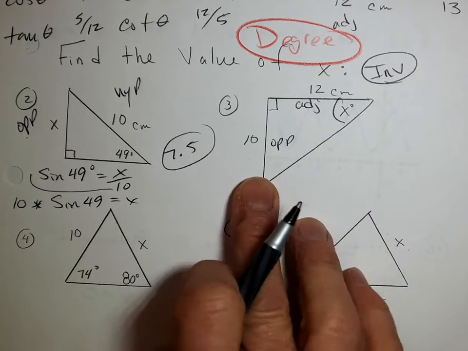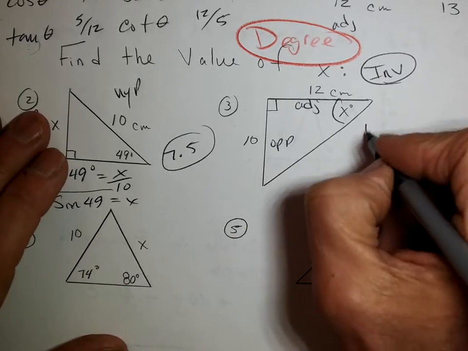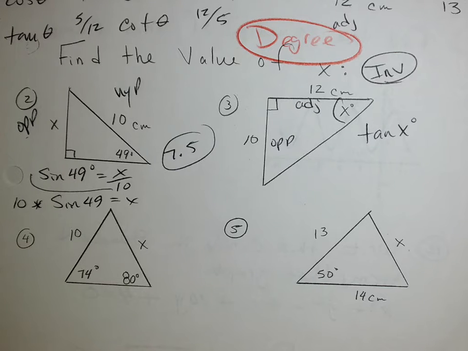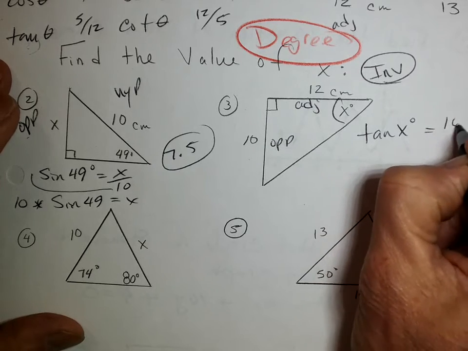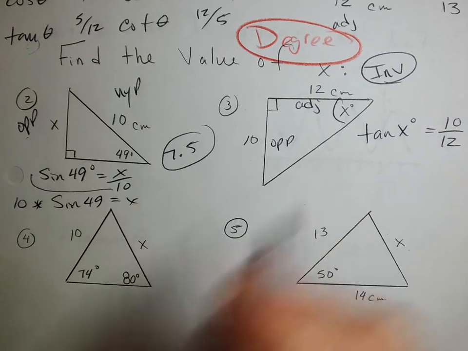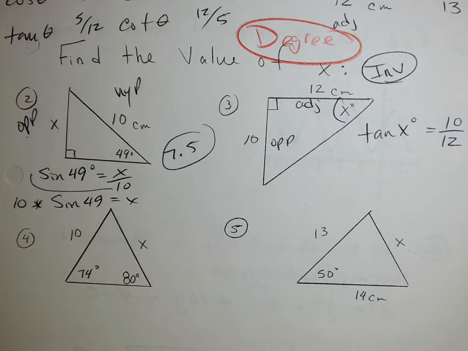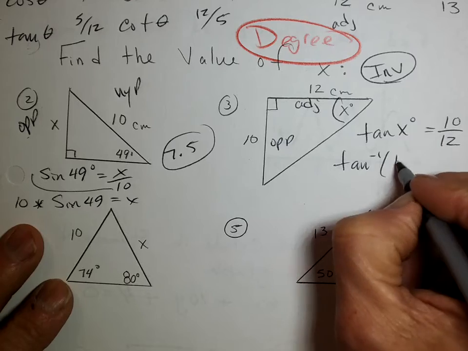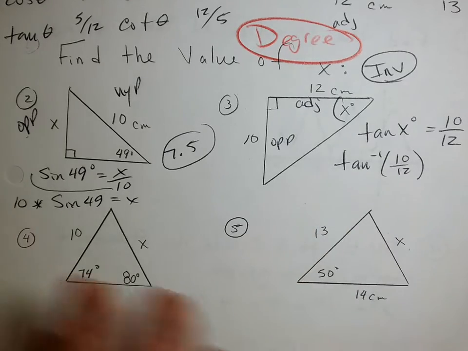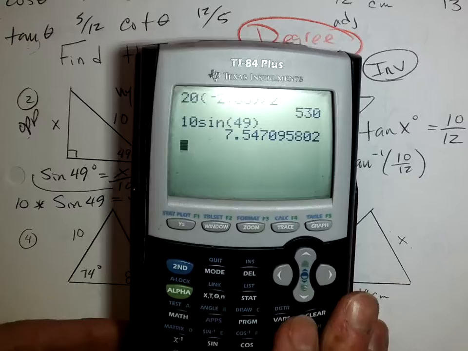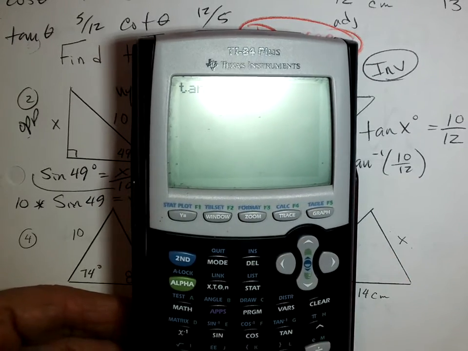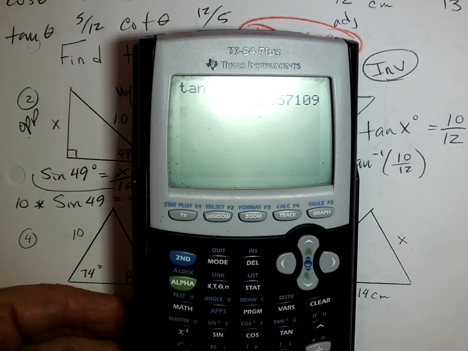Opposite over adjacent is tangent. So it says tangent of x degrees, because that's my angle, right? Tangent of x is equal to my opposite, which is 10, over my adjacent, which is 12. We're looking for the angle, so I'm going to do the inverse of that. So tangent inverse of my 10 over my 12. I'm just going to use my calculator, tan inverse of 10 divided by 12, and I get an answer of about 39.8 degrees.